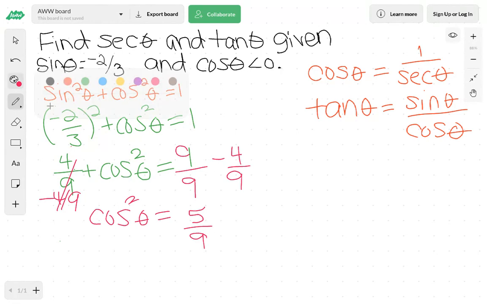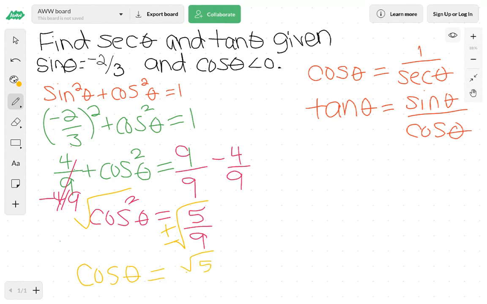5/9. But I can't leave my cosine as a cosine squared. I have to take the square root. And I know when I do a square root, I do a plus or minus. Now I have cosine theta is equal to, I don't know the square root of 5, so I'm going to leave that as square root 5. But I do know the square root of 9 is 3. Now here we wanted our secant.